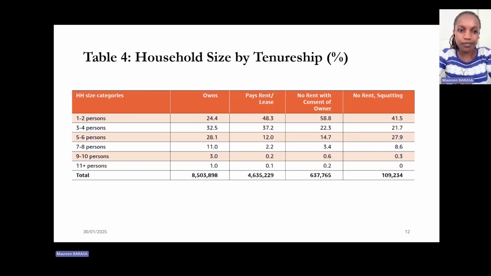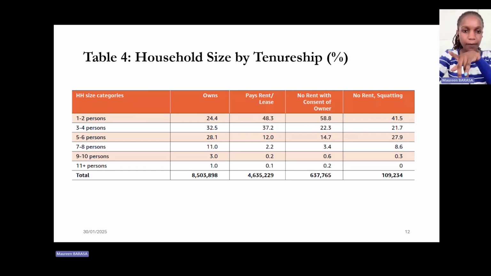So from the 4 different tenureship statuses, that is owning, paying rent or leasing, no rent with consent of owner, then there's no rent or squatting. Yeah, it's still a tenureship status. So from this, these numbers do add vertically.